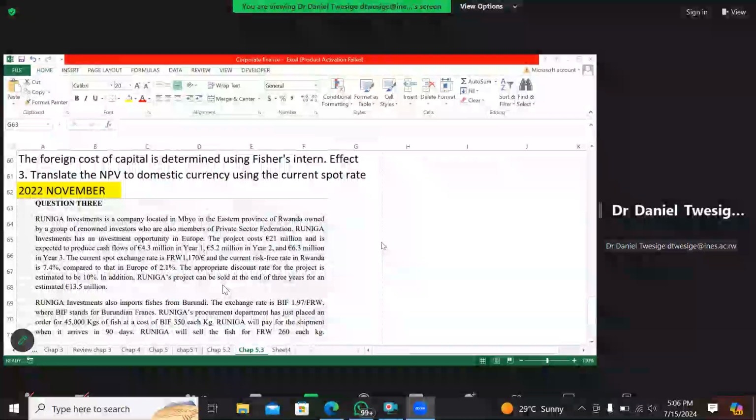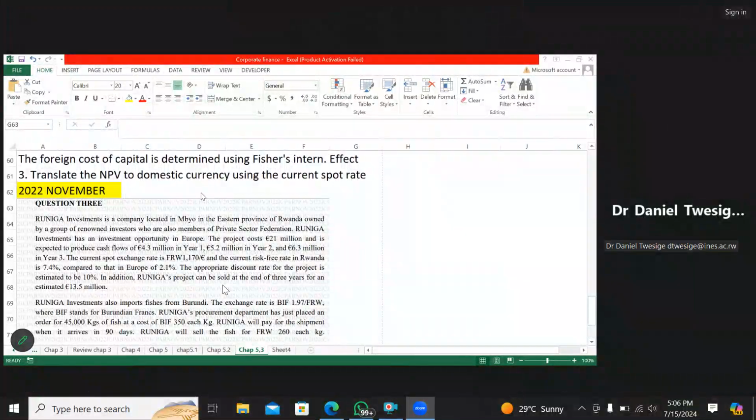I want us to look at this question of November 2022, Question number 3. We are not going to look at all of it. I have copied it all, but we may not look at it all because there's another part that we have not yet covered.